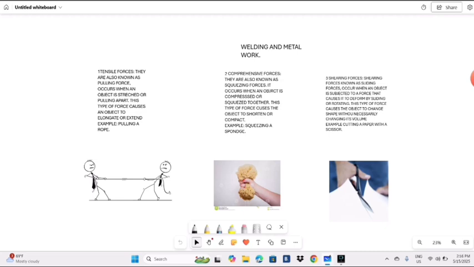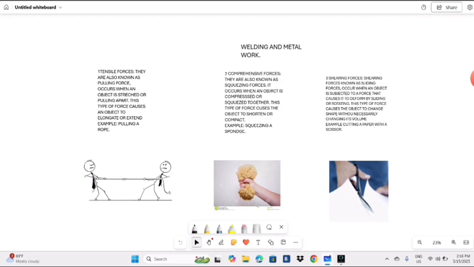Then we're gonna move to compressive forces. Compressive forces are also known as squeezing forces, and it occurs when an object is compressed or being squeezed together. We know that the role of a compressive force is to reduce an object's surface area or volume. For example, I've given a sponge which is being squeezed.